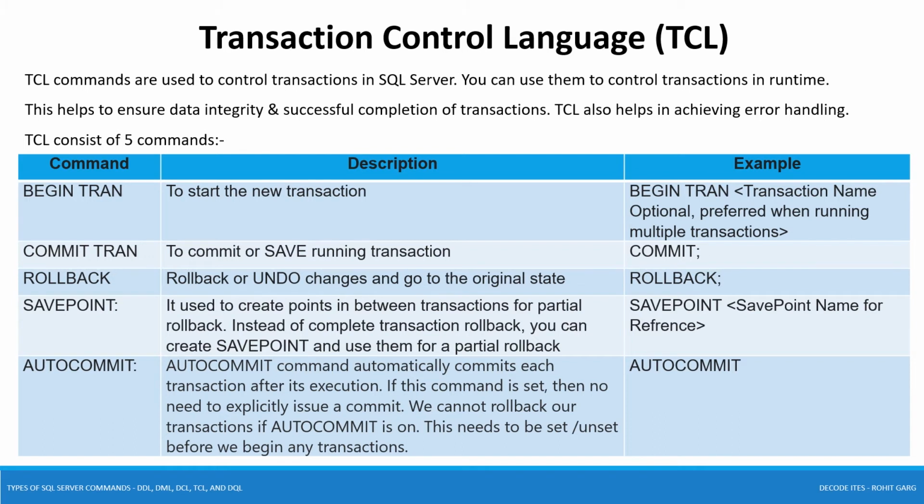Last is autocommit. The autocommit command automatically commits each transaction after its execution. If this command is set, then there is no need to explicitly issue a commit. We cannot roll back our transaction if autocommit is on. This needs to be set or unset before we run any transaction. Autocommit is the default feature of SQL Server. That means if you didn't specify anything, SQL Server will run that transaction in autocommit mode.